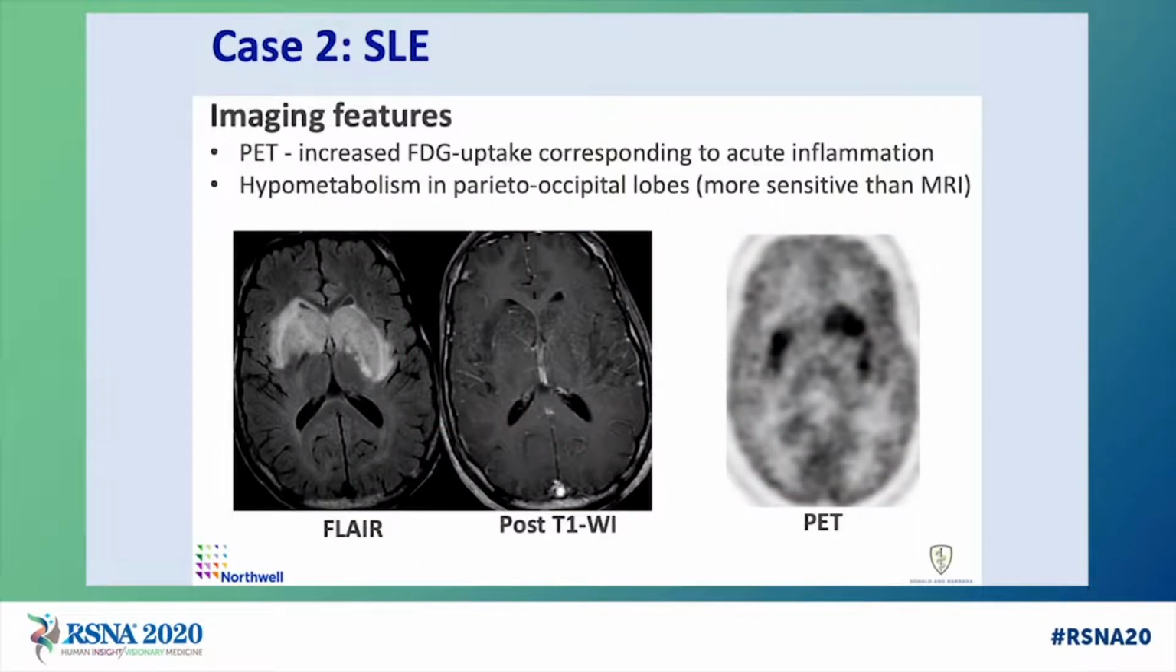In SLE, advanced imaging with PET may show increased FDG uptake corresponding to acute inflammation and possibly hypometabolism in the parieto-occipital lobes.